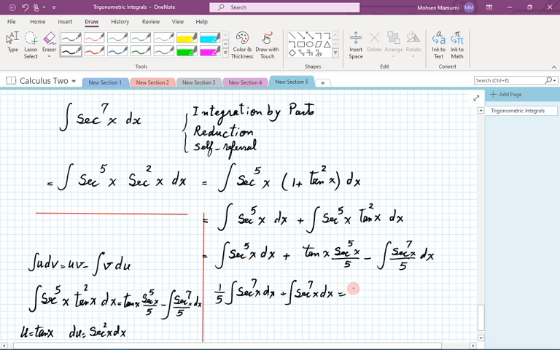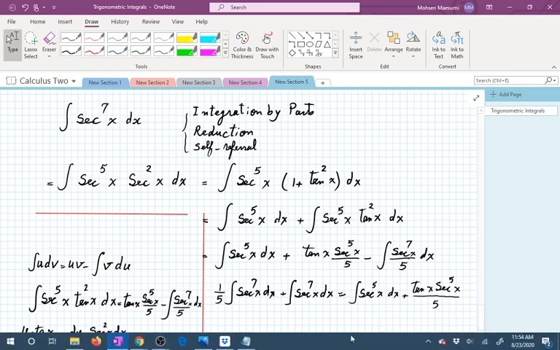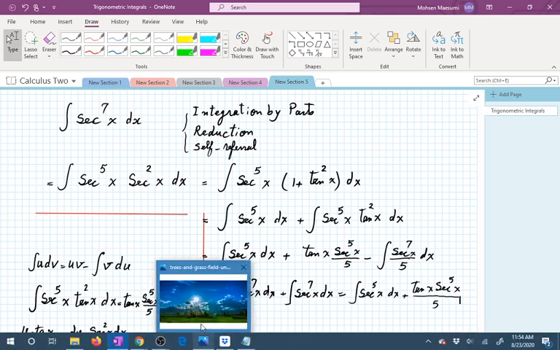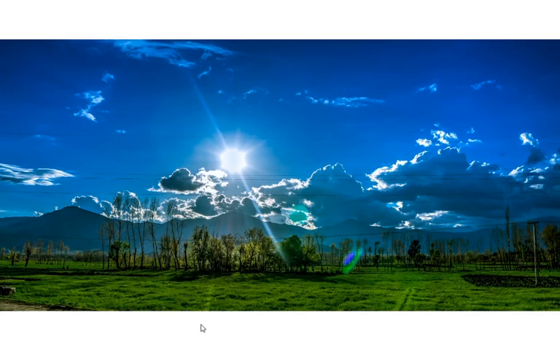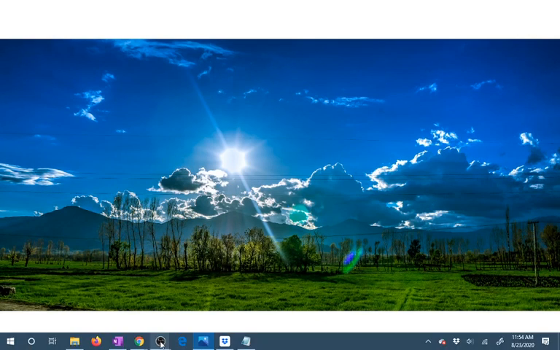On the other side, I am left with these. I have secant to the power of 5 of x dx, and one term is born out, which is tangent of x secant to the power of 5 over 5. Now let me see, can somebody take this thing to almost a conclusion? What do we do next to figure out the integral of secant to the power of 7? What do I do in the next step? So try to finish the problem.